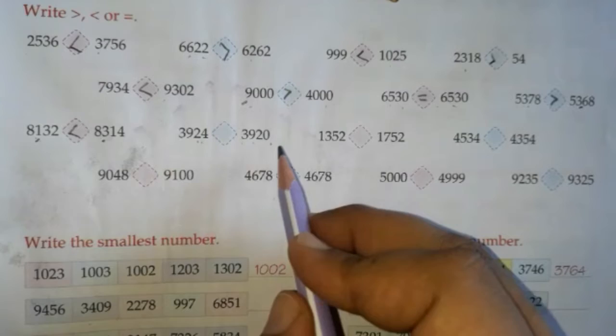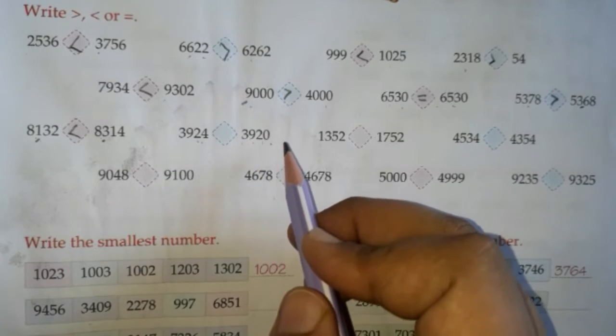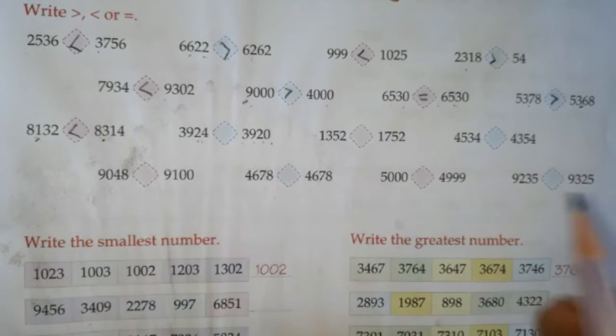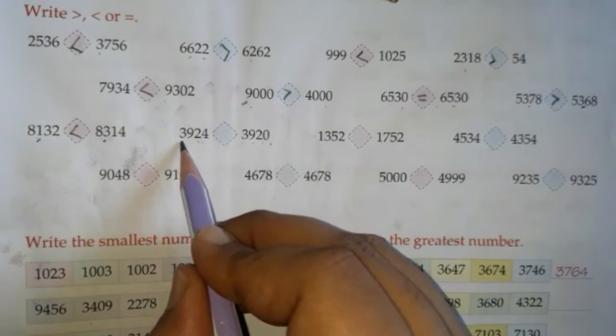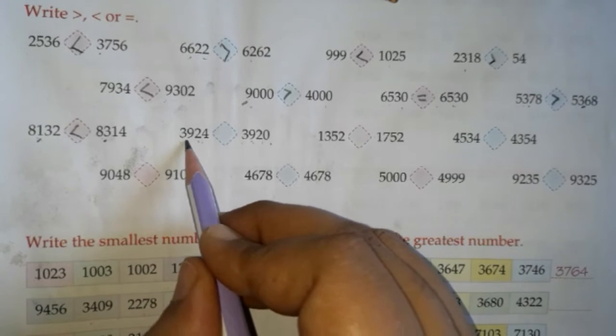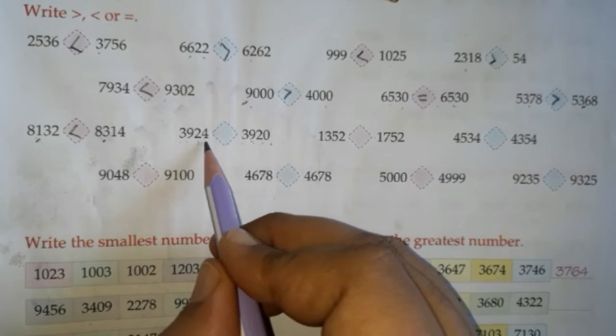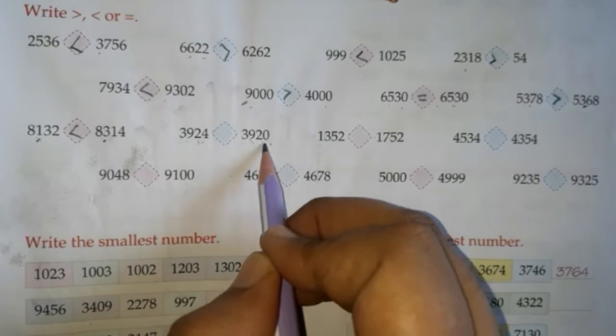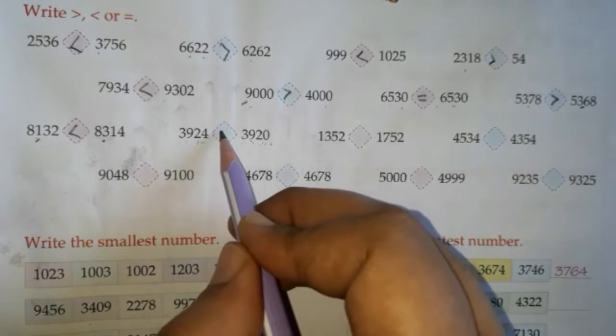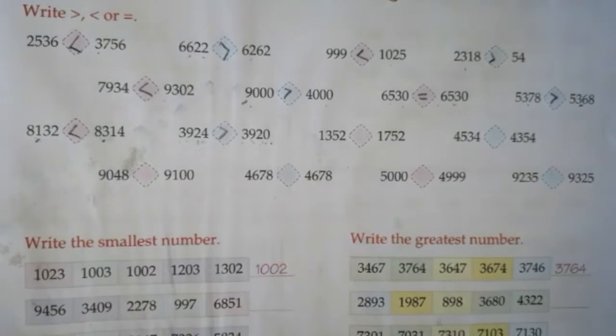It is 24 here and it is 20 here. Then if you get confused, we'll follow the same rules. Go for the first digit, it is same. Then the second digit, it is also same. Next digit is 2, it is 2 same. The last digit is 4 and it is 0. So the 4 is greater than 0. This number will be greater. Like this all the questions can be solved.